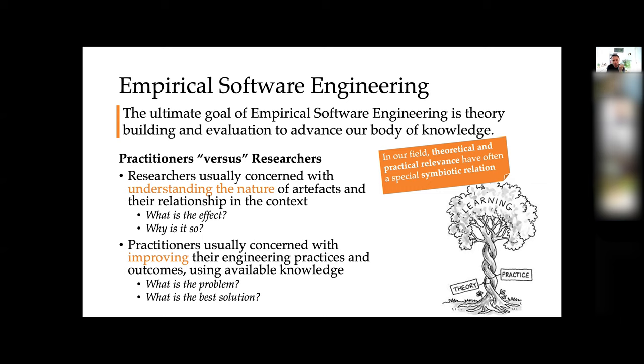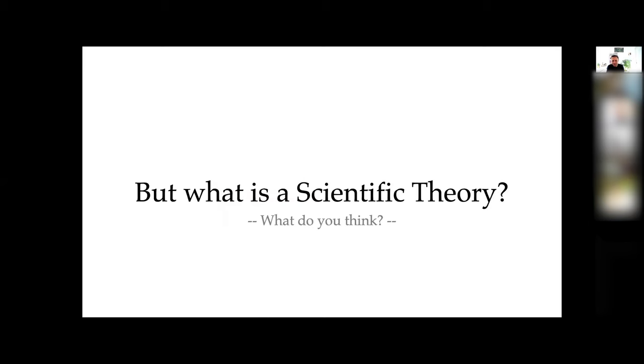So which problems do we need to address? What is the criticality of these problems? Which engineering methods can I use to solve these problems? So empirical software engineering deals with both more applied and more fundamental questions in order to build or advance our knowledge and build scientific theories. Now, this brings me to the very last part of this more general, broader introduction. What is a scientific theory?